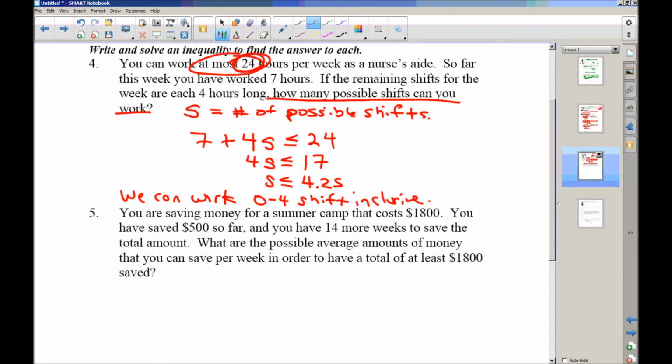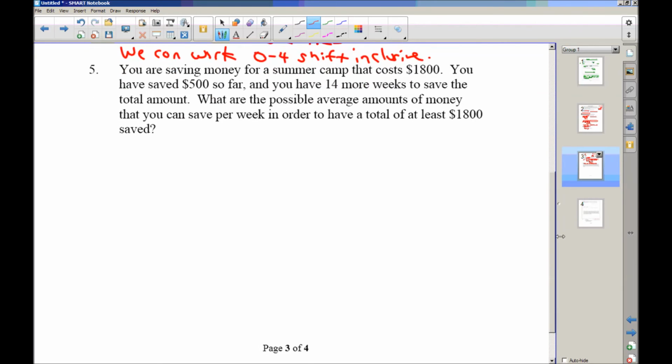All right, our last question. You are saving money for summer camp that costs $1,800. You have saved $500 so far, and you have 14 more weeks to save the total amount. What are the possible average amounts of money that you can save per week in order to have a total of $1,800 saved? So at least $1,800.